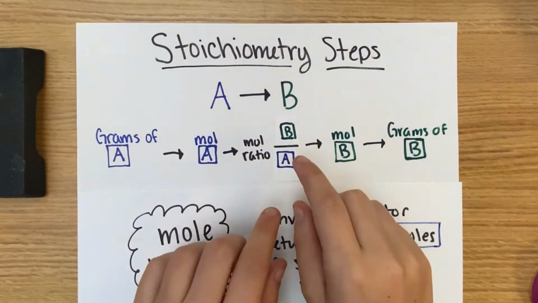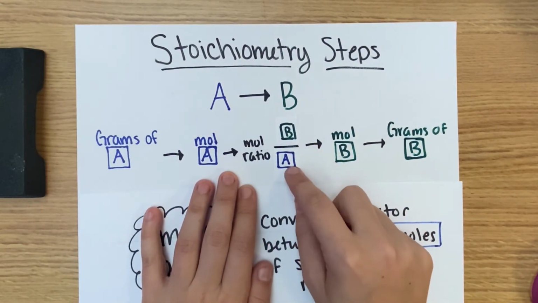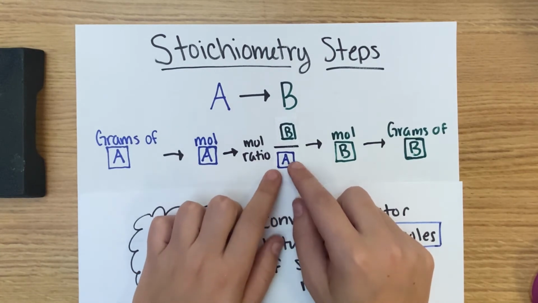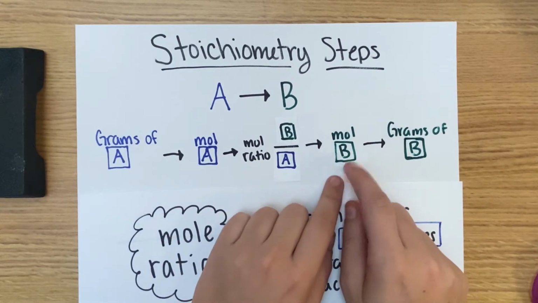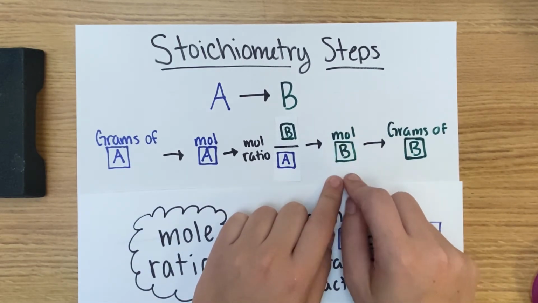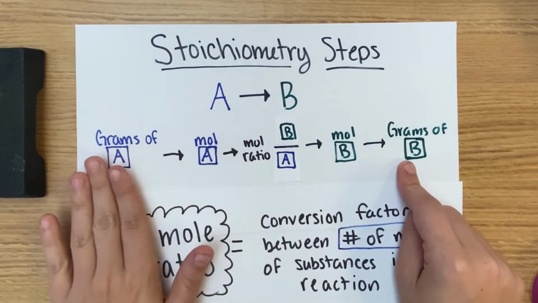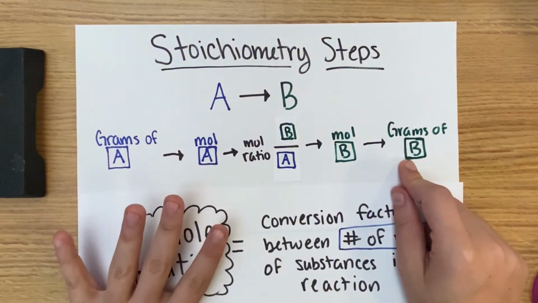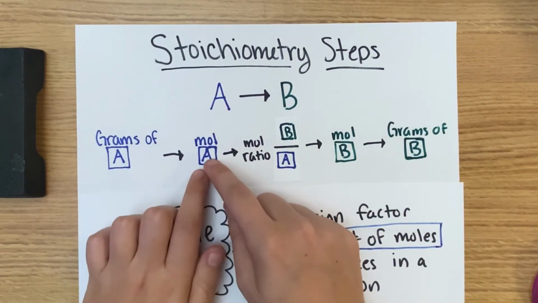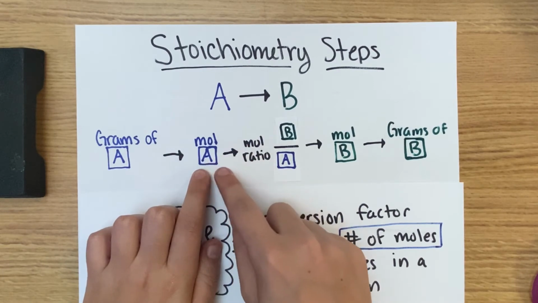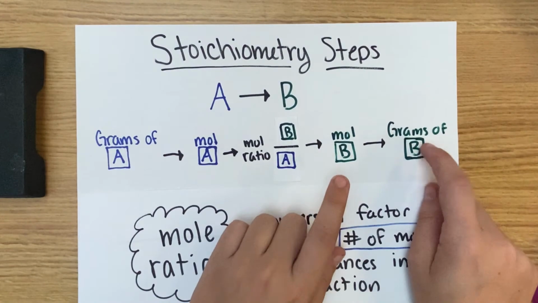So our next step is to use the mole ratio of A to B, and we're going to put A on the bottom because we want those units to cancel out. We're going to use that to figure out the moles of B. And once we have the moles of B, we can use that to figure out the grams of B. And that is all of our steps from start to finish. Grams of A convert to moles, use the mole ratio to convert to moles of B, and then we're going to convert back to grams of B.